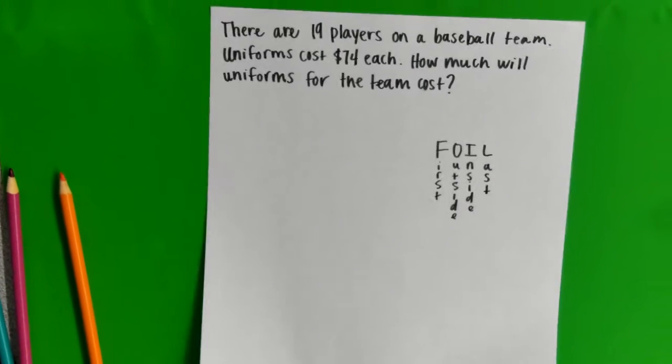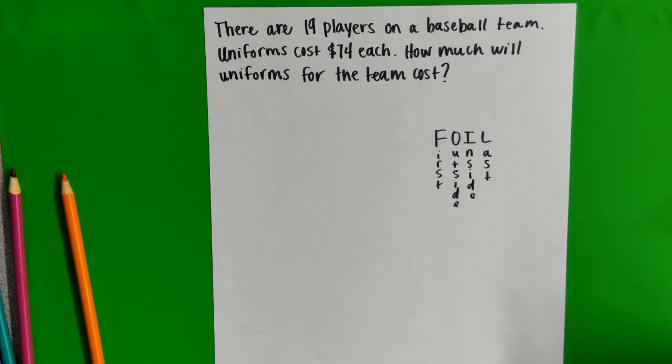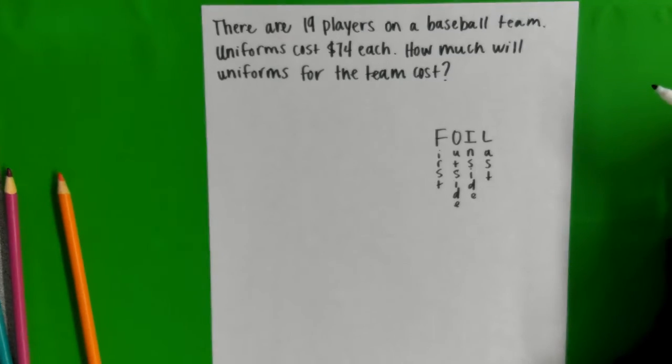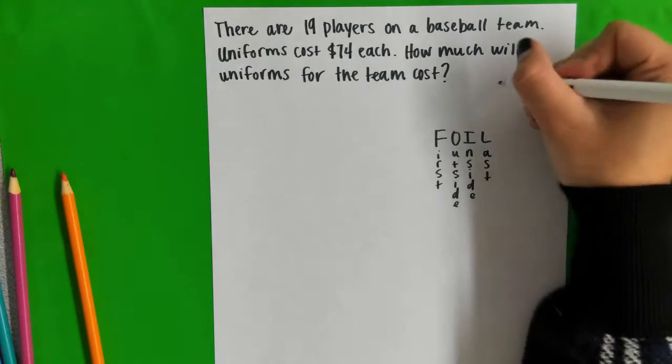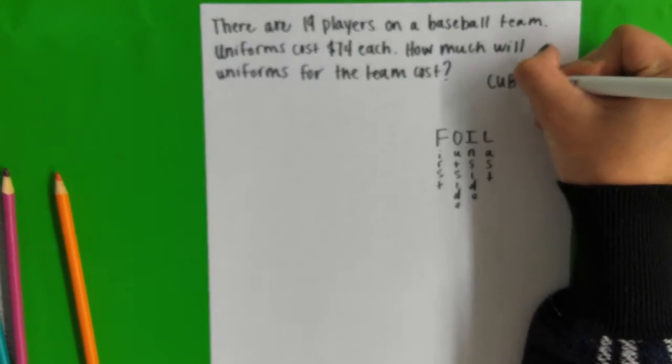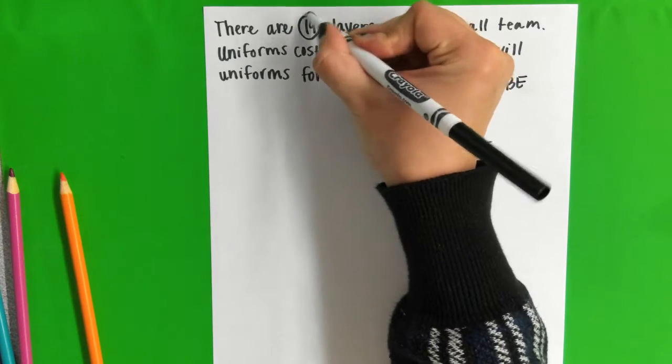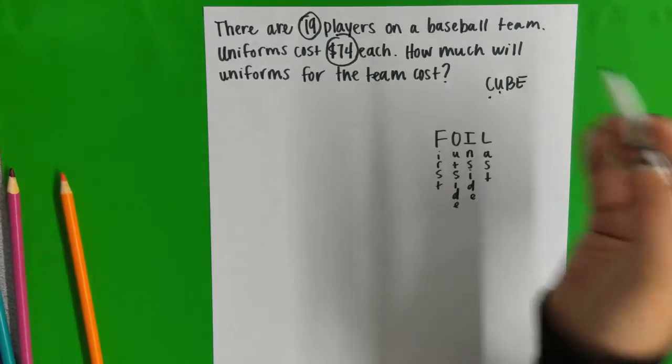Alright, and last we're going to do one more word problem using our FOIL method. There are 19 players on a baseball team. Uniforms cost $74 each. How much will uniforms for the team cost? So I remember that I have to cube my information, circle my numbers, 19 and 74, underline my question, how much will uniforms for the team cost, box important information.